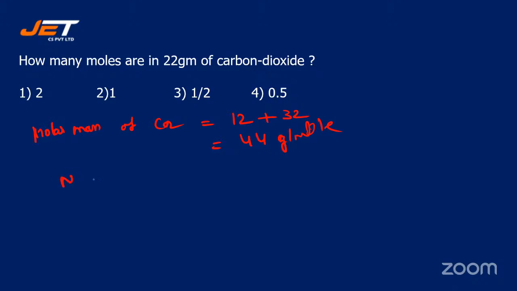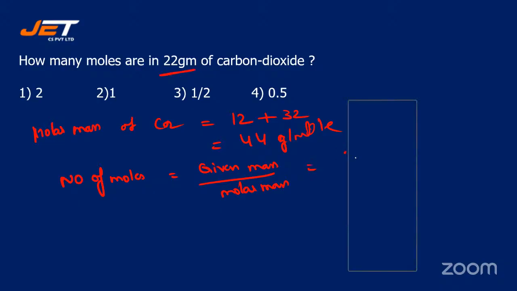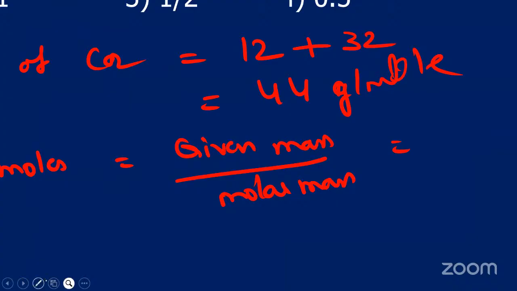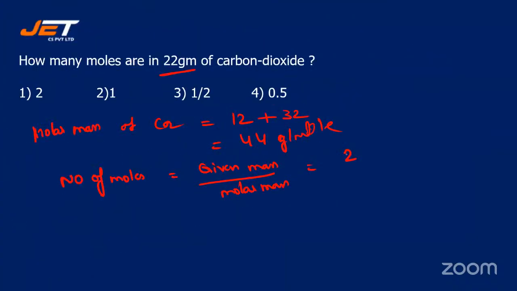Now, how to calculate the number of moles? What is the formula for calculating number of moles? Number of moles is equal to given mass divided by molar mass. So what is the mass given here? It is 22. So if you are dividing 22 by the mass which we have calculated, that is 44, what will be your answer? It will be 1 by 2. So 1 by 2 can be written as 0.5. So option 4 is correct.